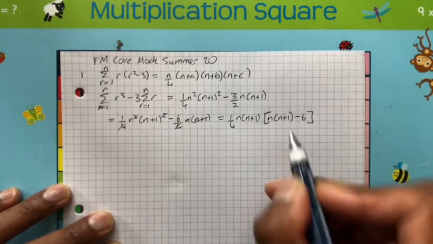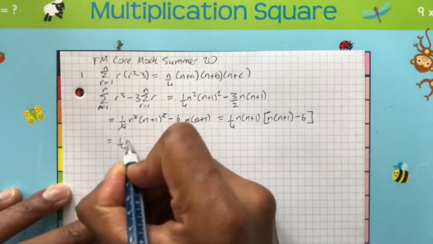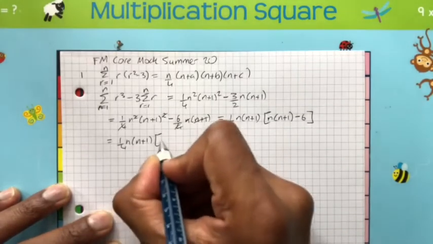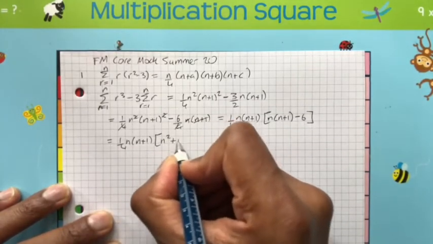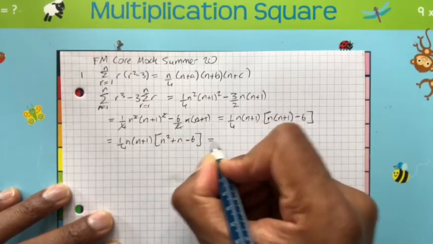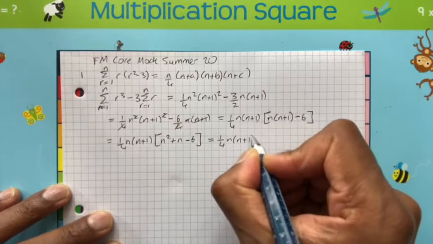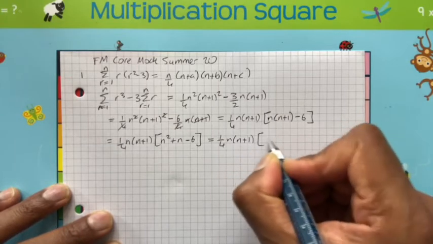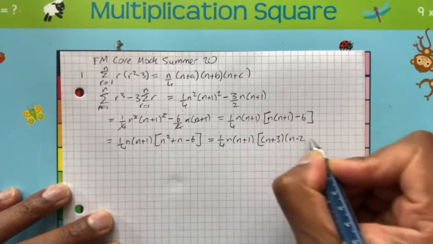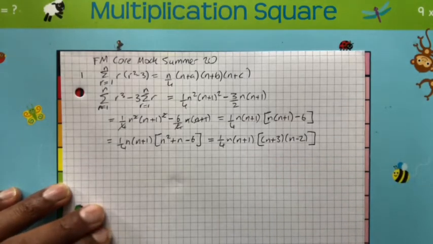So we're going to multiply out the brackets. And that will give us n squared plus n minus 6. And then we're going to factorise what we have in the brackets. So that'll be n plus 3, n minus 2. And so there we have our answer to question 1.